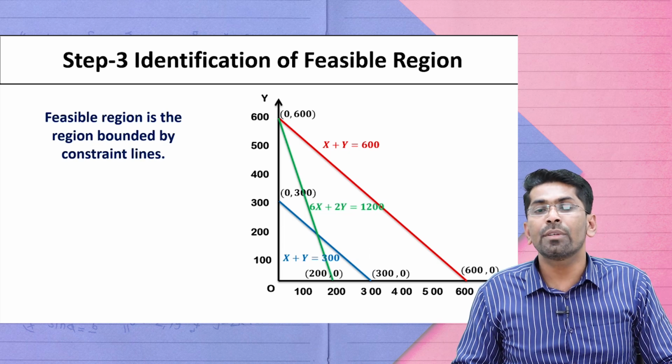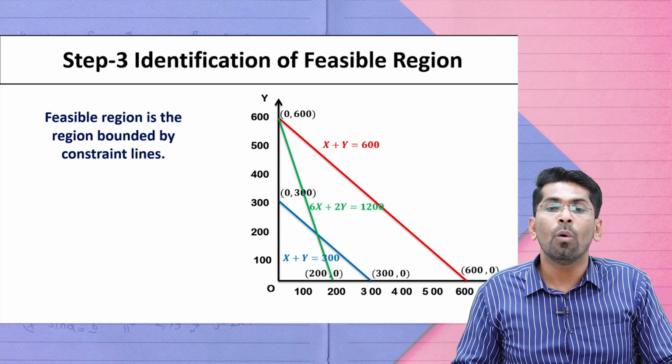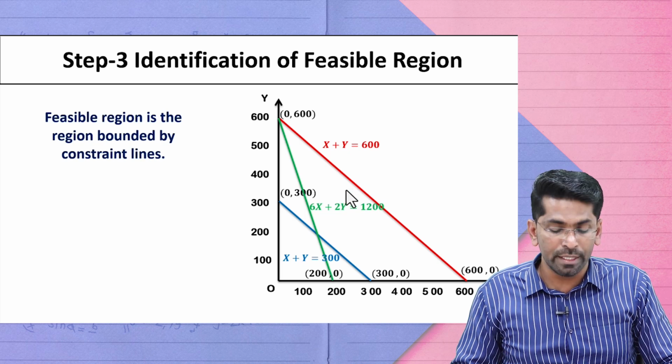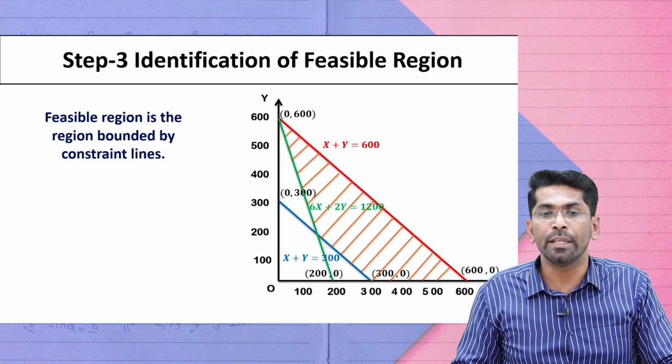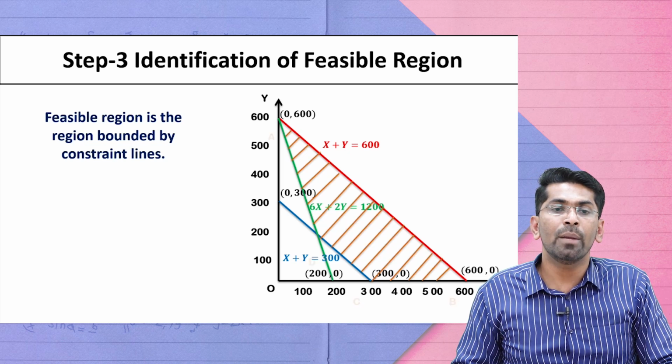And one of the constraints is of the less than or equal to type, that is x plus y, which is less than or equal to 600. So we are going to consider the feasible region here below, or to the left side of, the red constraint line. So hence the feasible region here will be this shaded area, and the feasible region can be identified by the points A, B, C and D.